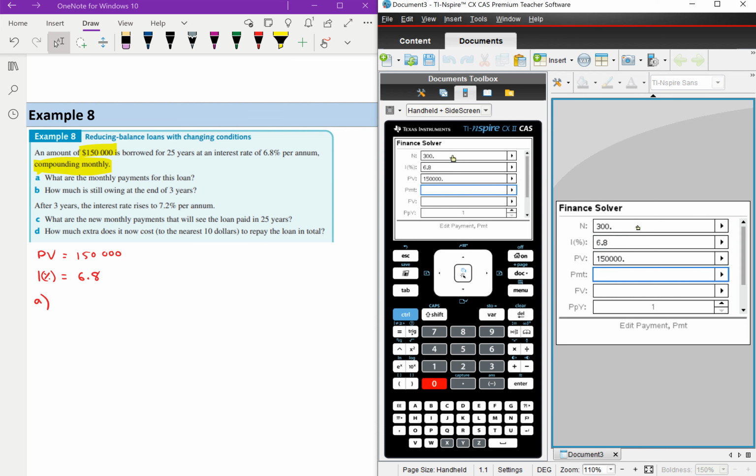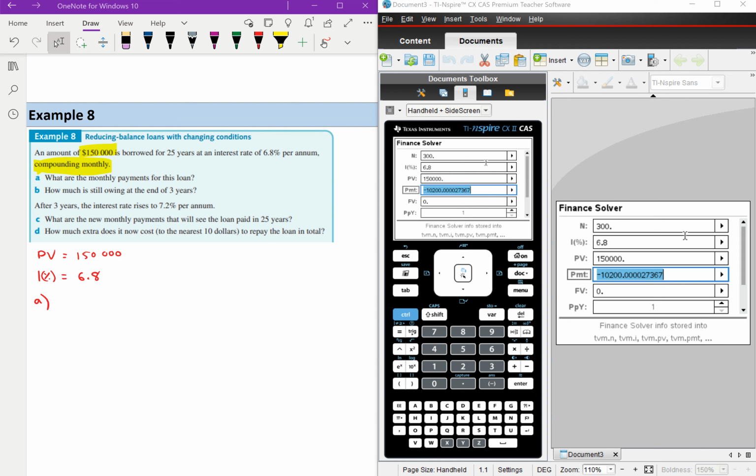How much do I need to pay for this loan? Well, this is assuming that I wanted to completely pay this off. Well, then the future value will be 0. And my payments, by pressing enter, gives me now, I need to pay, that's if I want to pay it all off. Did it ask if I want to pay it all off, actually?